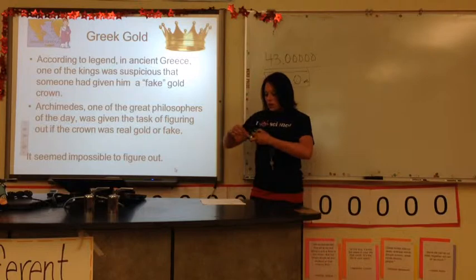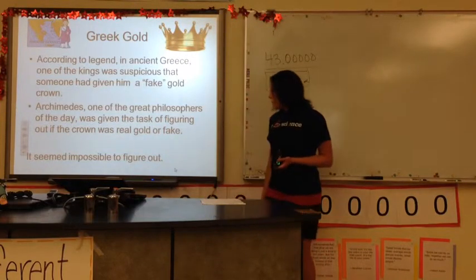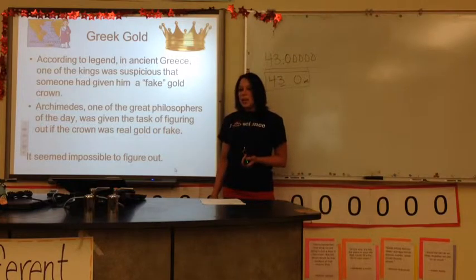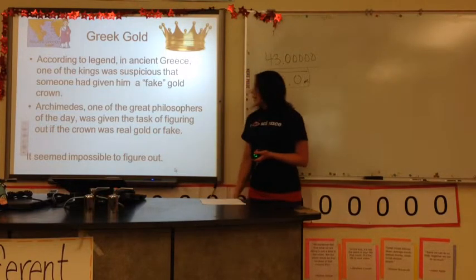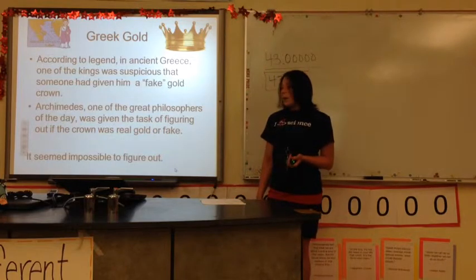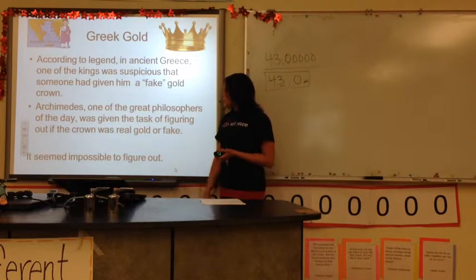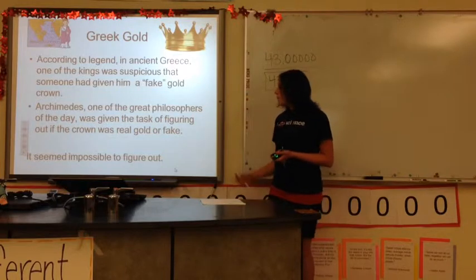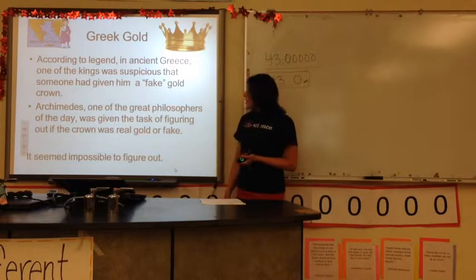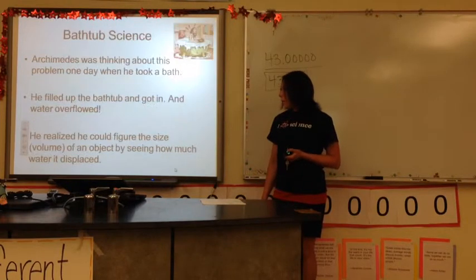Okay, so this is kind of a fun story. According to legend, back in ancient Greece, there was a king who had given a bunch of gold to someone to make him a crown. And he suspected that someone gave him a fake gold crown, just plated in gold. So Archimedes, one of the best philosophers of that day, was given the task to figure out if this crown was actually real or if it was fake. It seemed impossible at the time to figure out.